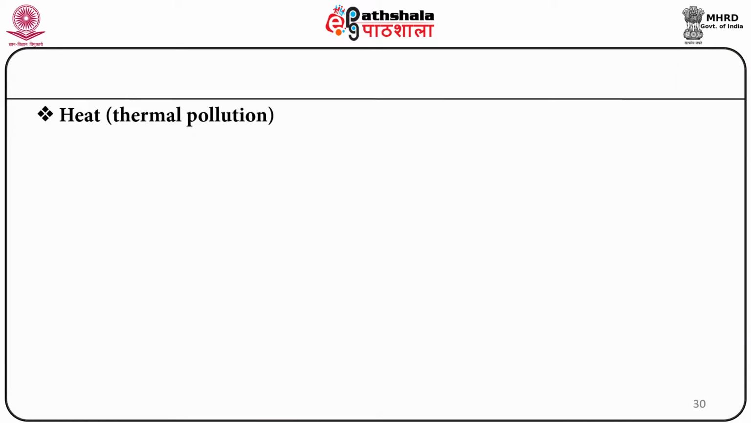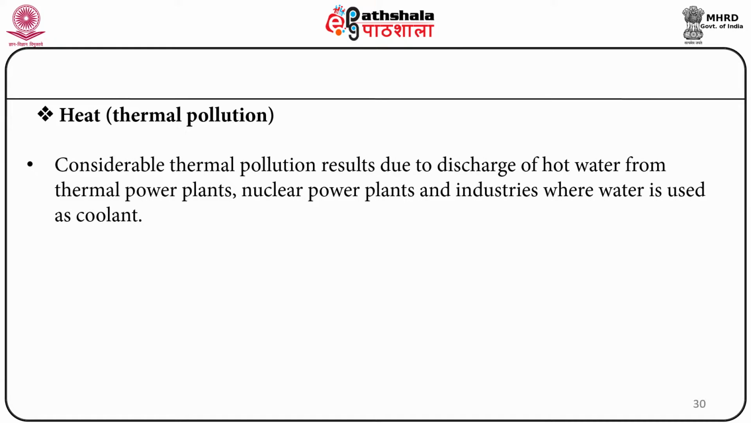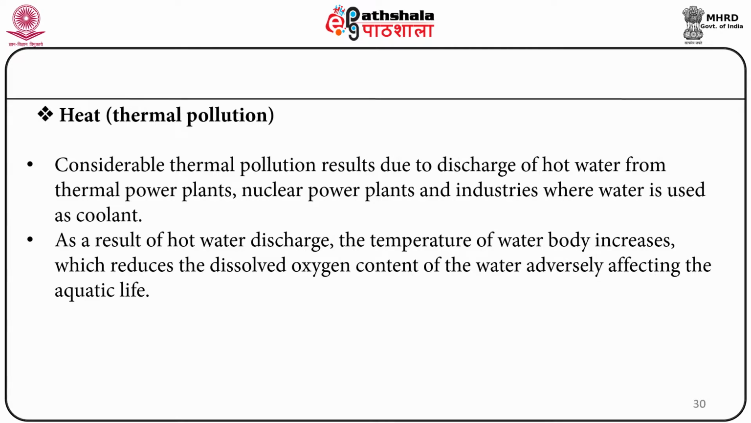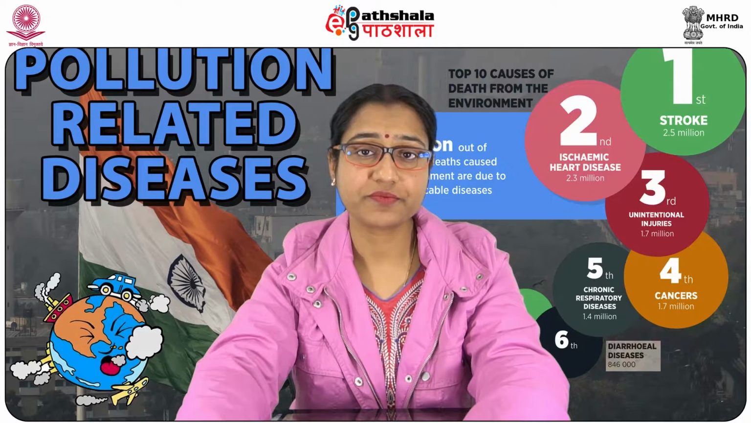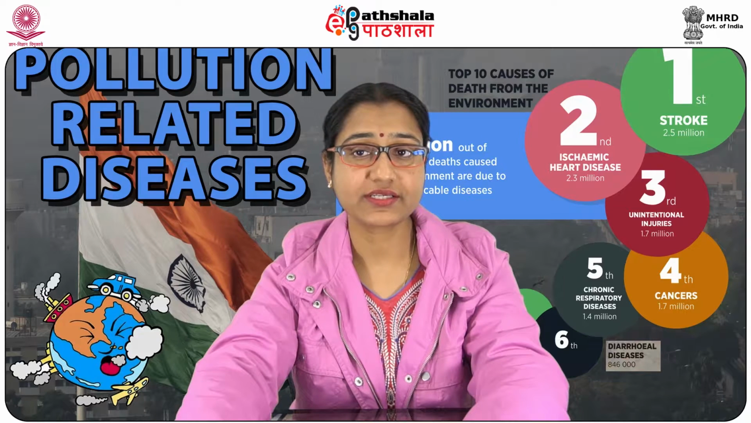Heat is another water pollutant. Considerable thermal pollution results from the discharge of hot water from thermal power plants, nuclear power plants, and industries where water is used as coolant. As a result of hot water discharge, the temperature of the water body increases, which reduces the dissolved oxygen content of the water, adversely affecting aquatic life. When organic matter is also present, bacterial action increases due to the rise in temperature. It results in a rapid decrease of dissolved oxygen.